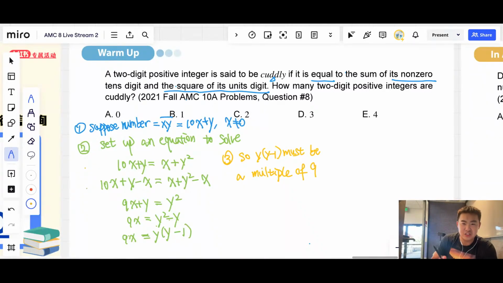Then y is also a single-digit number, so it's possible from 0 all the way to 9. That's 10 possibilities. Let's list them one by one. This is the quickest way, I think. So let's start with y equals 1. By the way, y cannot be 0. Why do we know y is not 0? Because if we put 0, y times y minus 1 will be negative. We cannot have a negative number because it's asking for a 2-digit positive number. So let's start from 1.